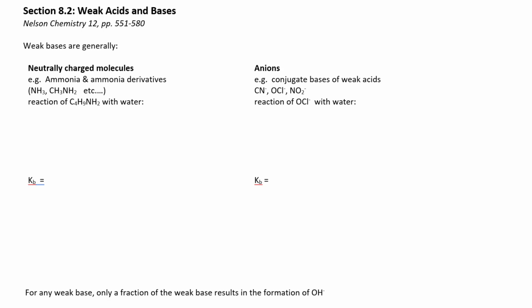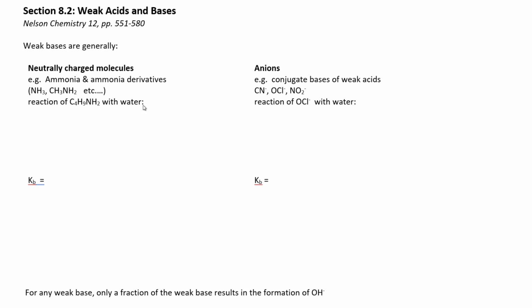In this section, we're going to look at weak bases, and the two types of weak bases are bases that come from neutrally charged molecules, such as ammonia and ammonia derivatives, or weak bases can come from anions that have the ability to receive a proton from another species, typically from water. So two types: neutrally charged molecules or anions that can receive a proton.